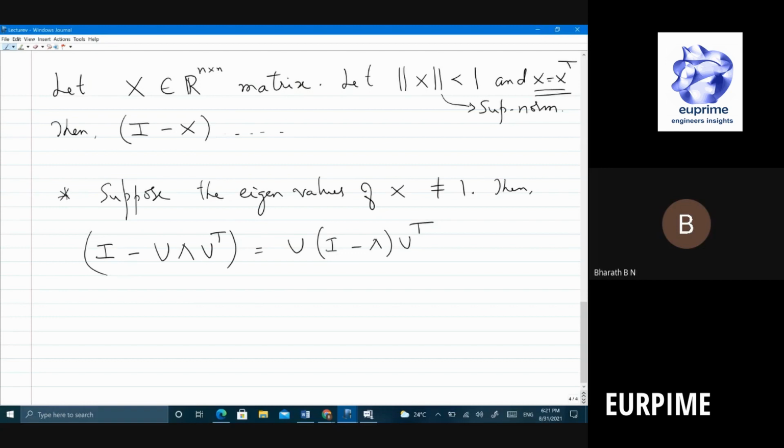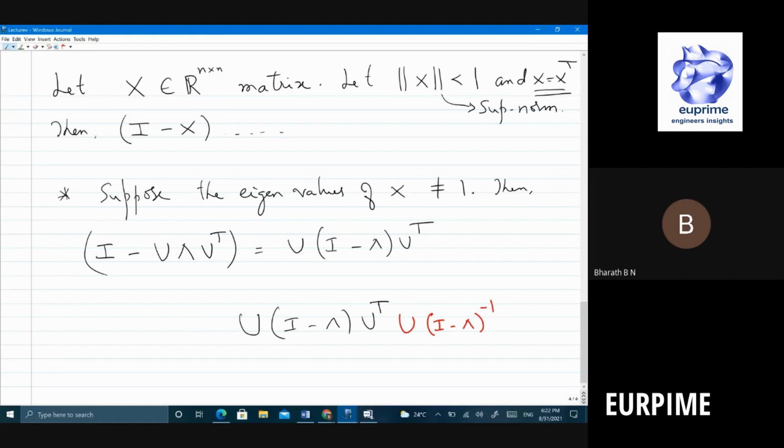Now, what do you think is the inverse? I take U (I minus lambda) U transpose. First, I'll multiply by U transpose on the other side. U transpose U will give me identity. I have I minus lambda, I have to cancel that, so I have to do (I minus lambda) inverse. When can I do (I minus lambda) inverse?